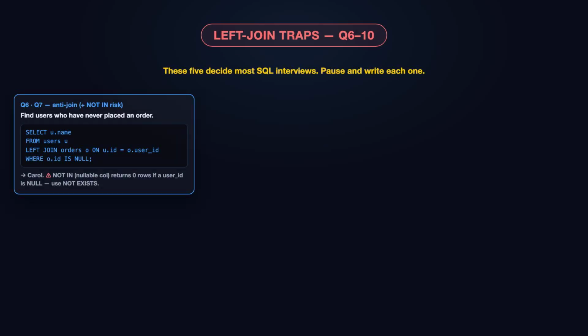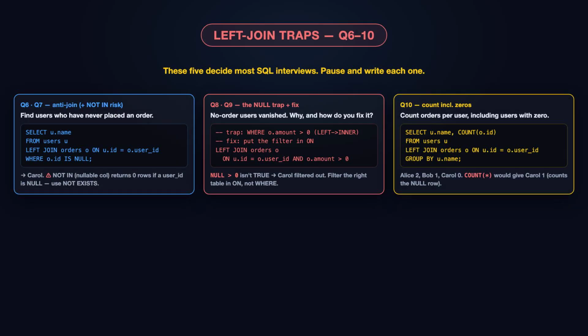The left join traps, questions 6 through 10, and this is where interviews are won or lost. Question 6, find all users who have never placed an order. Pause and write it. This is the anti-join. Left join orders on the match, then where o.id is null. Select u.name from users u left join orders o on u.id = o.user_id where o.id is null. The answer is Carol, she's the only row that came back null padded.